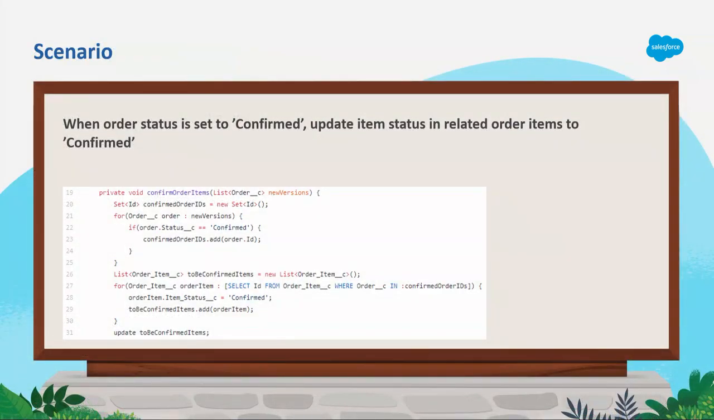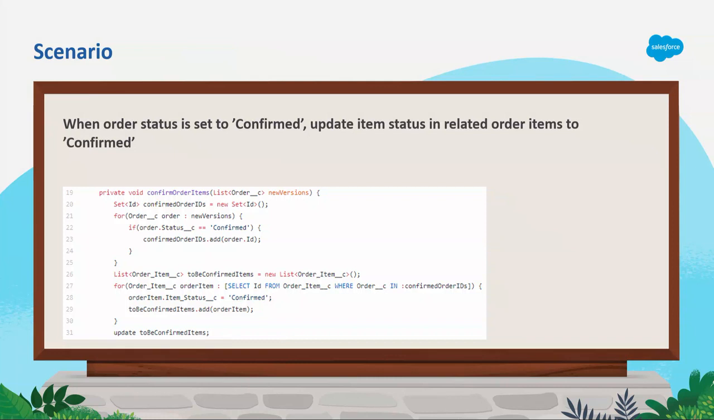Then, to move further, let's set up an imaginary scenario which states that when the order status is set to confirmed, we update item status in the related order items to confirmed. So pretty basic master detail data model, and quite often seen use case where the update on the master record forces the update on the detail records. And we have the example implementation there.